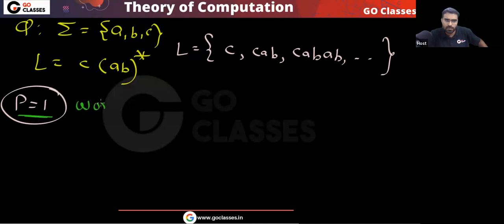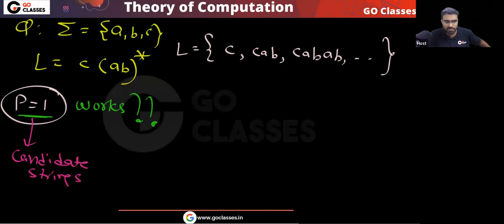Does it work or not? Tell me why this does not work. If I take P equal to 1, then what are the candidate strings? First, you find what the candidate strings are. Then I can say every string in L is a candidate string. Yes or no? Every string of L. These are your candidate strings.